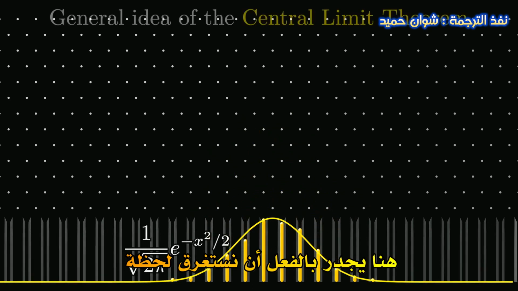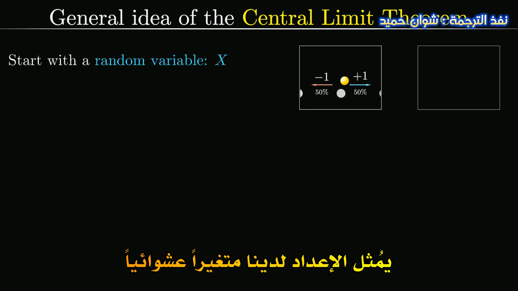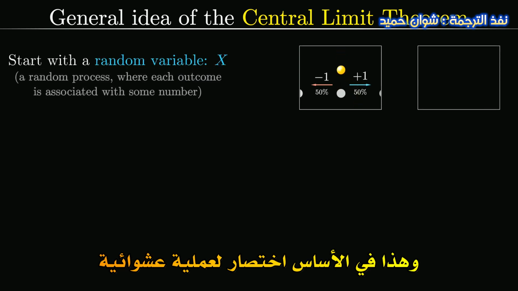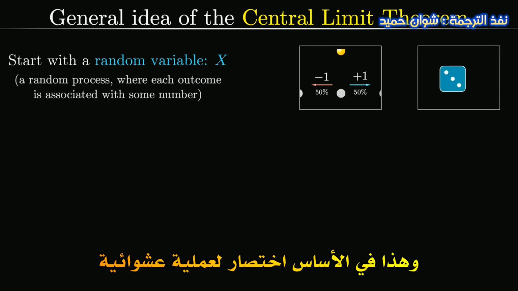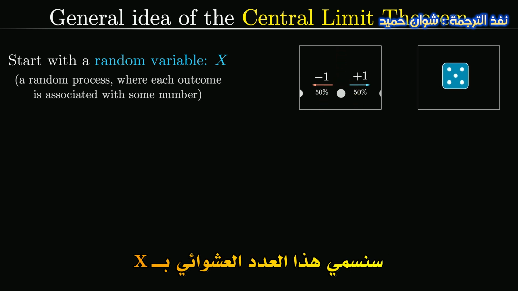Here, it's actually worth taking a moment to write down that general idea. The setup is that we have a random variable, and that's basically shorthand for a random process, where each outcome of that process is associated with some number. We'll call that random number x.